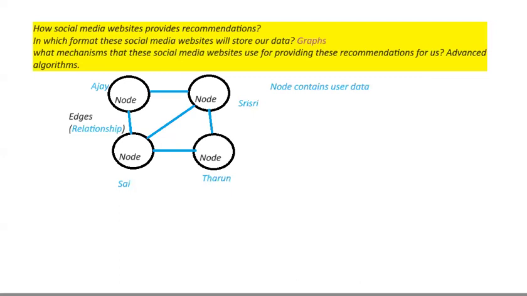Now let's move back to AWS. Let's say I have a social media website and I want to store such type of user data. I want to store graph related user data. Then what is the AWS service that provides me this graph related database? There is an AWS service called Neptune, which provides you graph related databases.